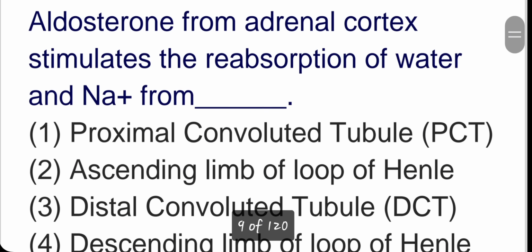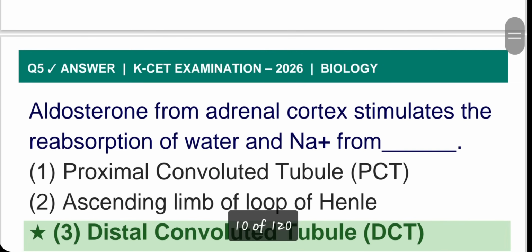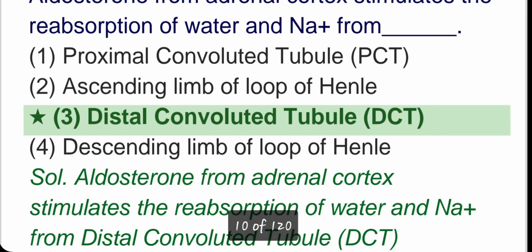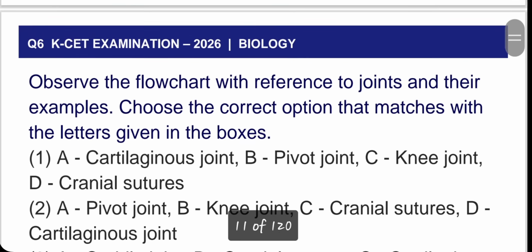Aldosterone from adrenal cortex stimulates the reabsorption of water and sodium ion from. So from which does it stimulate? Is it proximal convoluted tubule, ascending limb of loop of Henle, distal convoluted tubule, or descending limb of loop of Henle? The answer for this is distal convoluted tubule. So aldosterone from adrenal cortex stimulates the reabsorption of water and sodium ion from DCT, distal convoluted tubule.